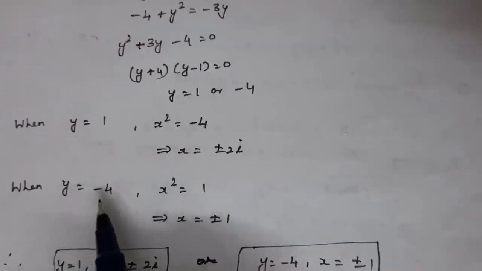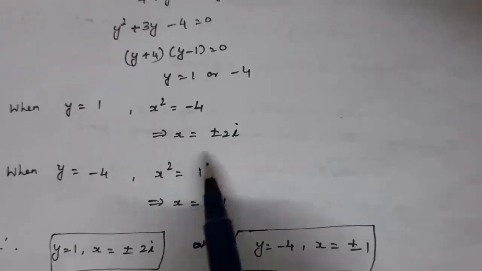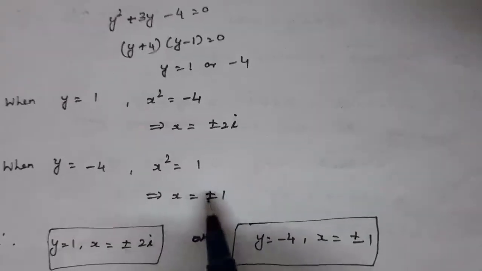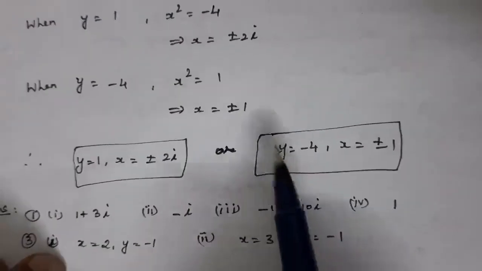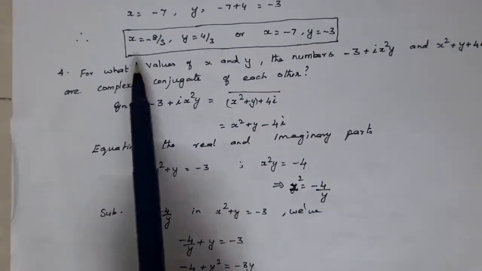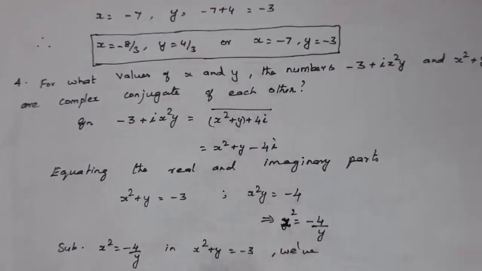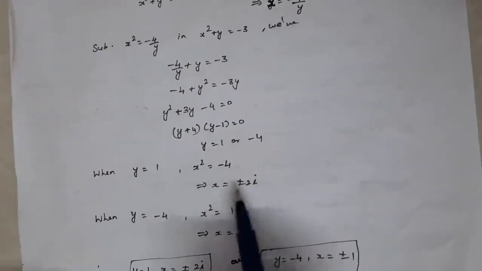On substituting y is equal to minus 4, x squared will be minus 4 by minus 4, that is 1. So x is equal to plus or minus 1. So again here also you get two sets of values. Suppose the question is, for what real values of x and y, then you have to leave this solution as it is a complex value.